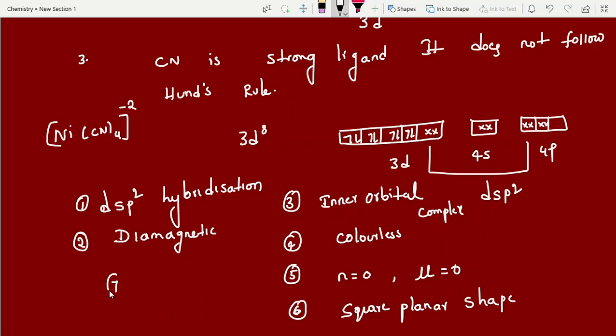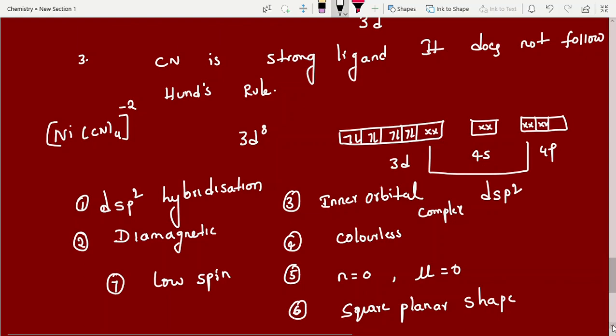Next, the last point I am writing here, the seventh point. What is the seventh point, students? High spin or low spin? Here there are no unpaired electrons, so we call it a low spin complex. Low spin. That's it. We have written all the conclusion points, right? Then move on to the next one.